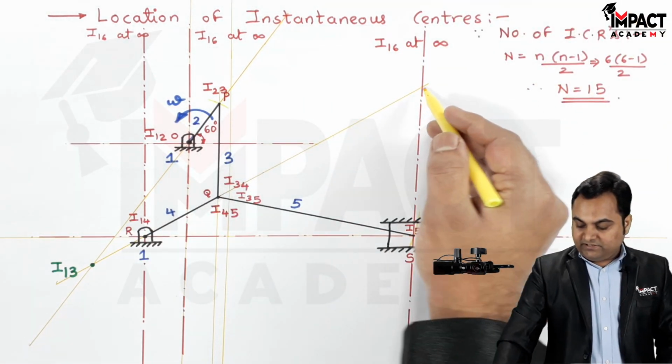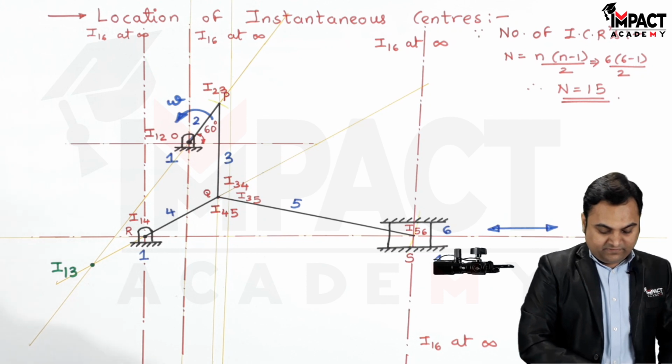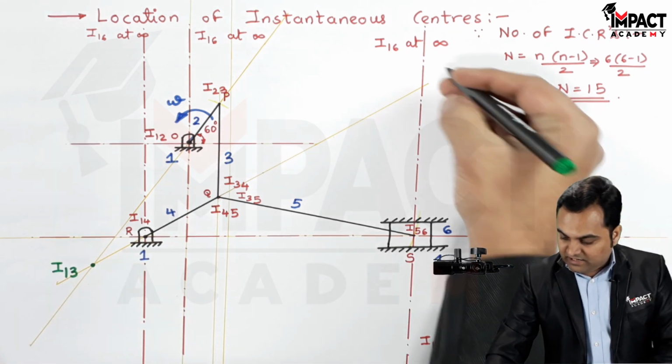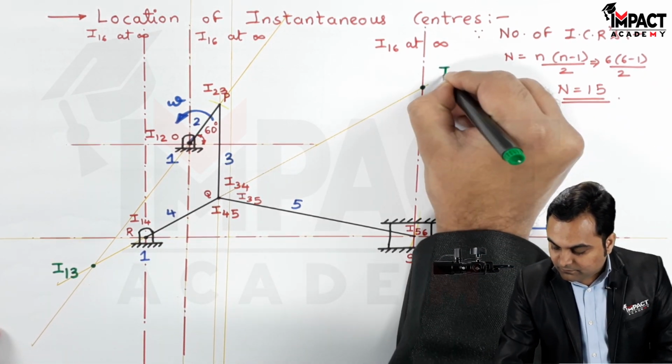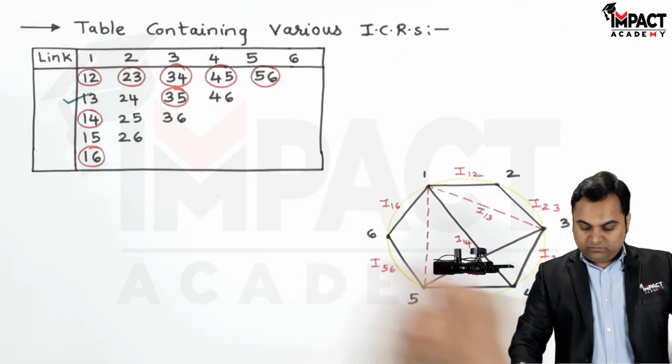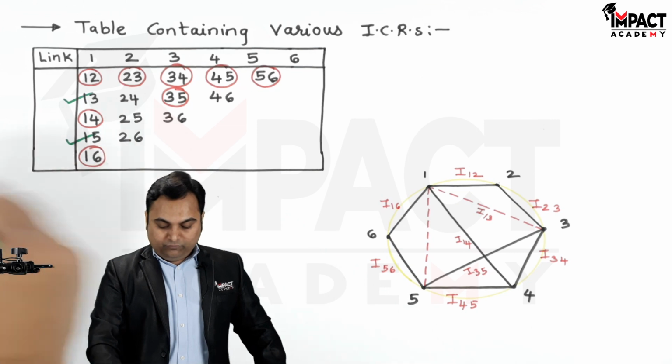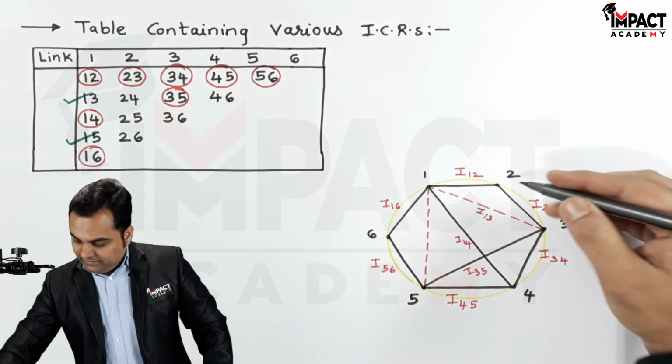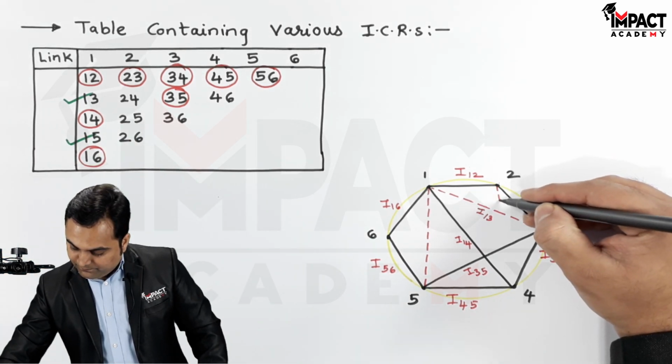Now where it is cutting this line of I16, I56, I am getting the ICR I15, neither fixed nor permanent. Then for 2 4, connecting points 2 and 4 over here.